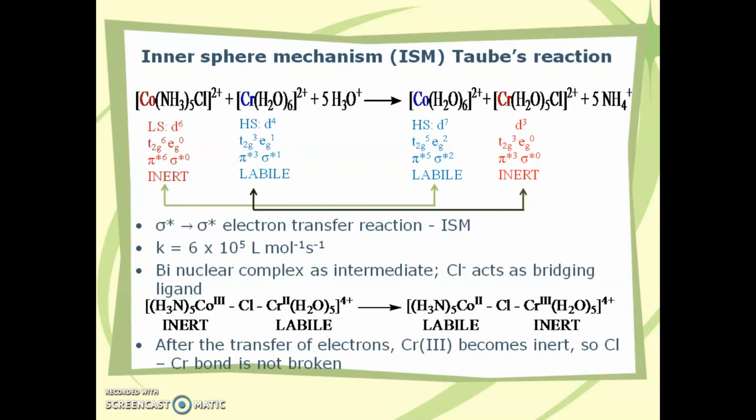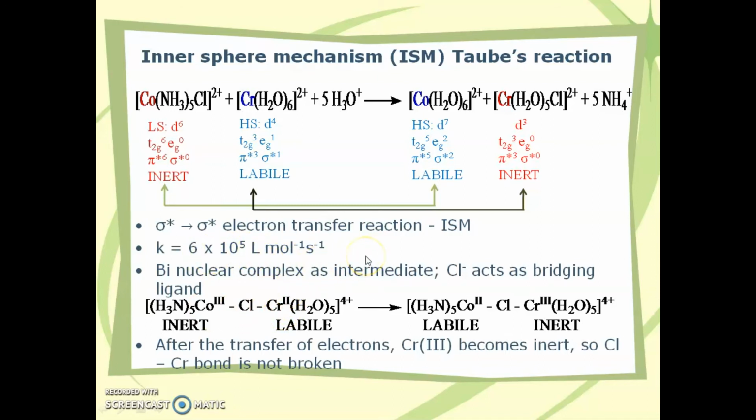So these sigma star orbitals are the ones which are overlapping with, or interacting with, the ligands. That is why when the chlorine acts as the bridging ligand, there is a direct interaction between the sigma orbital of cobalt and the sigma orbital of chromium. That is why the reaction rate is very fast.